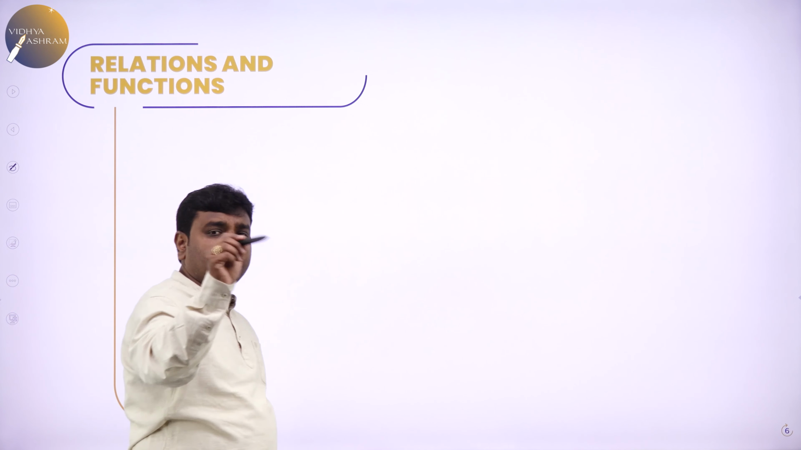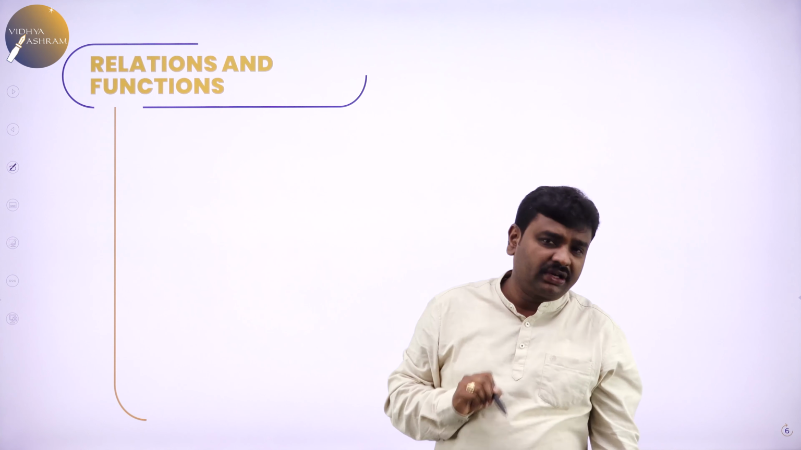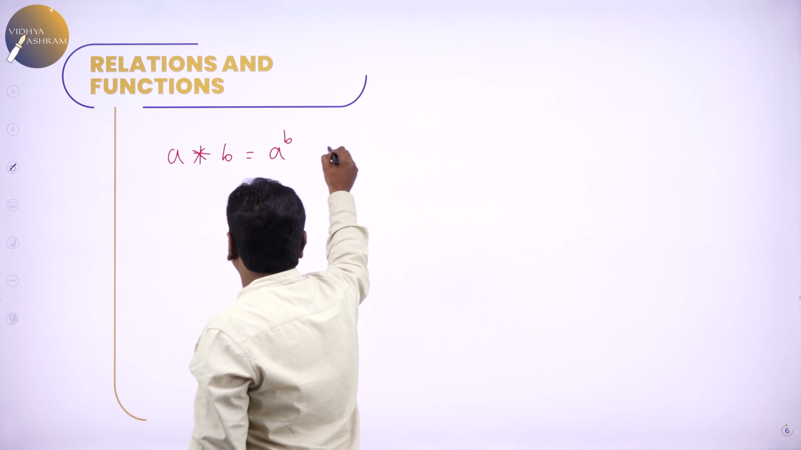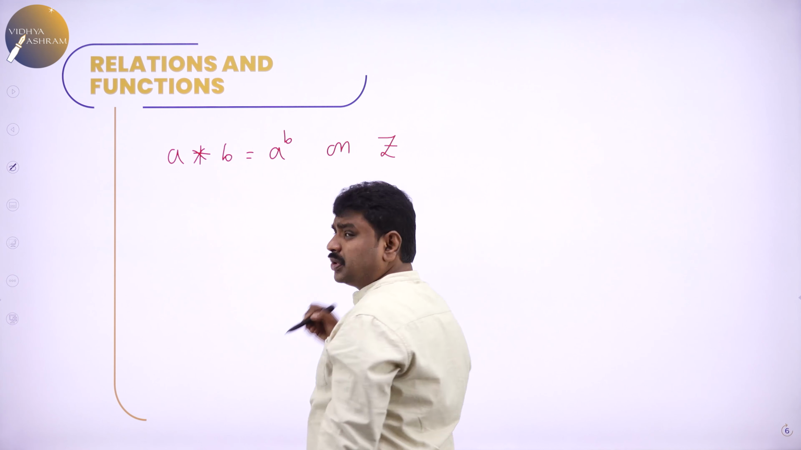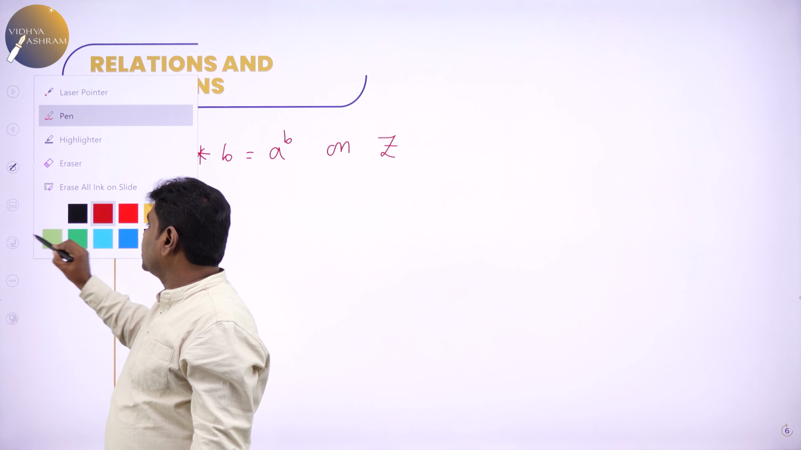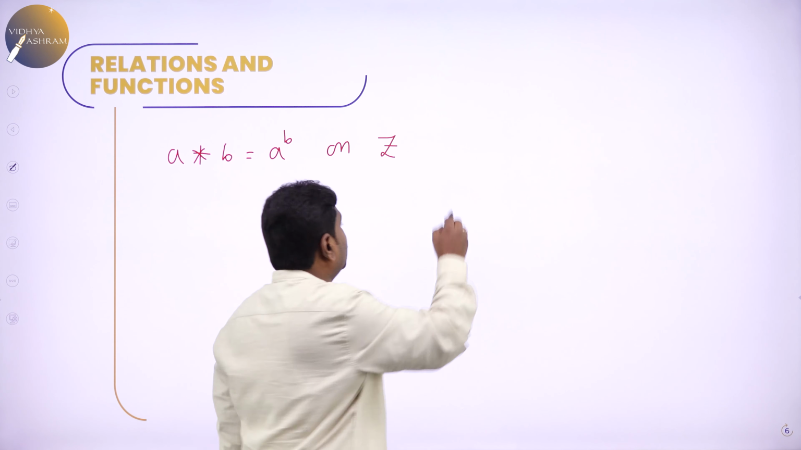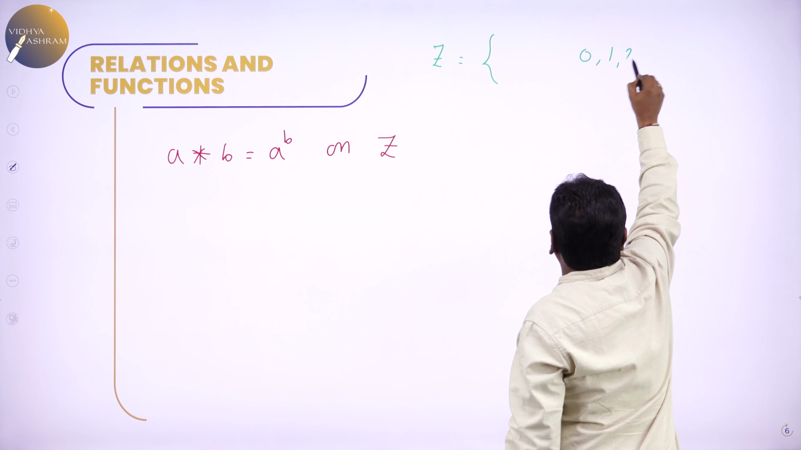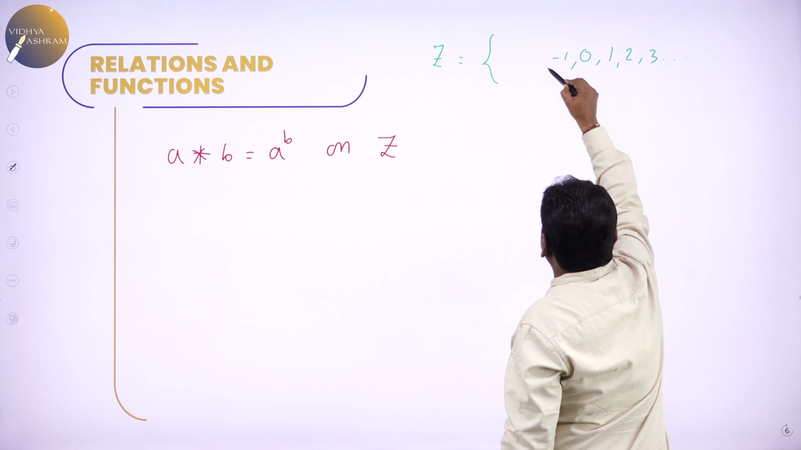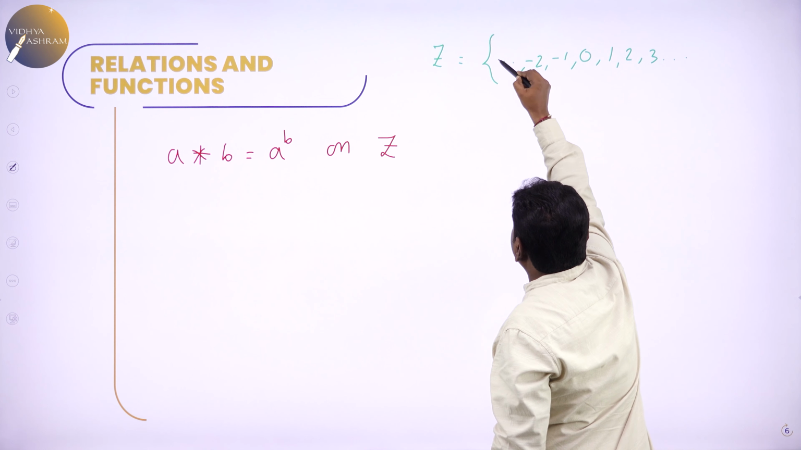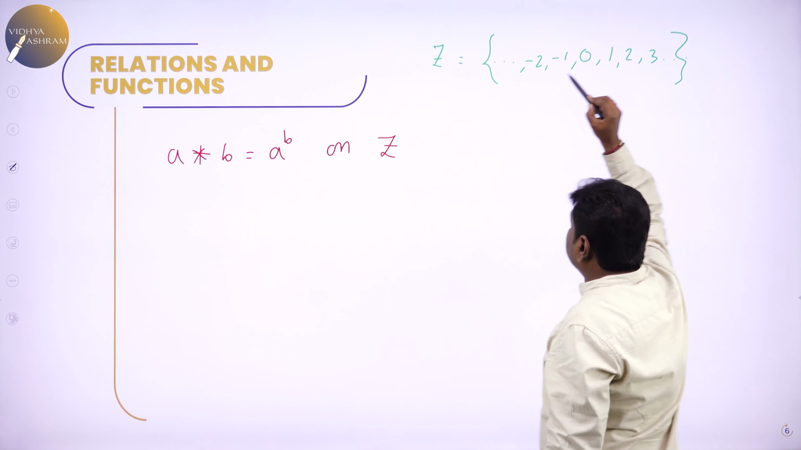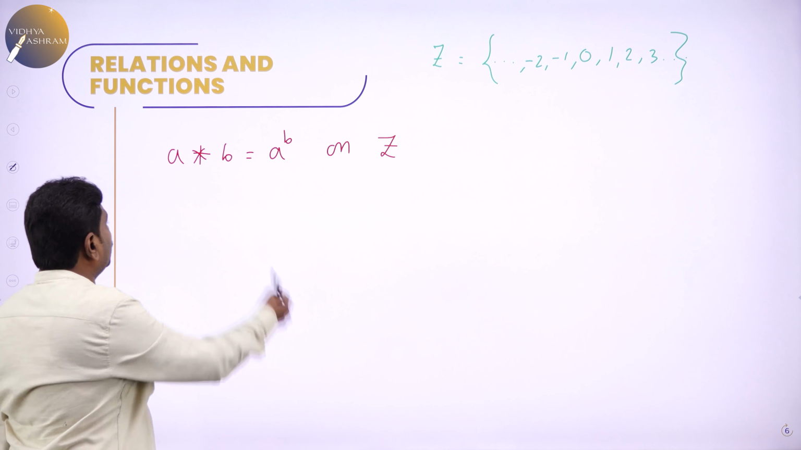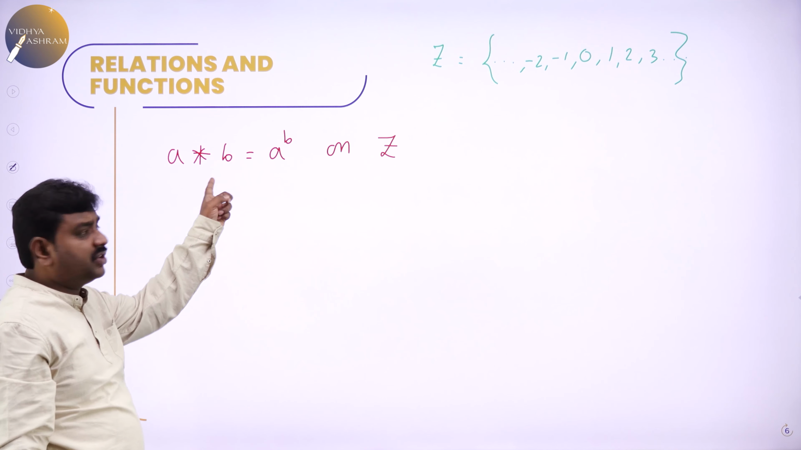Now, I will take some sample problems, and we will decide whether they are binary or not. A star B is equal to A power B on Z. What is meant by Z? All of you should be thorough with the basics. Z means the set of integers. What are integers? Numbers starting from 0, 1, 2, 3 and so on, and -1, -2 and so on. Integers means positive numbers and negative numbers including 0, but decimals are not integers. They told us A star B is A power B.